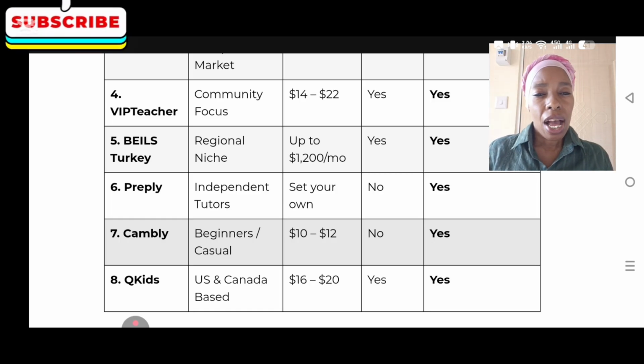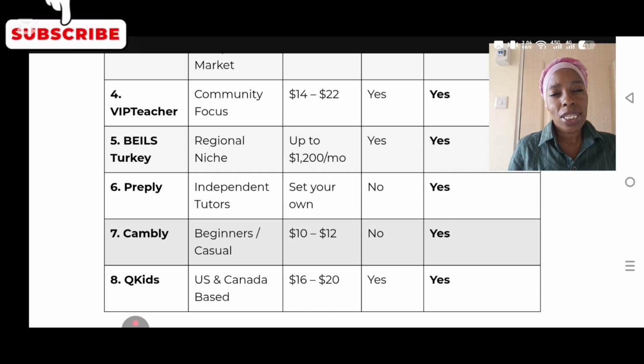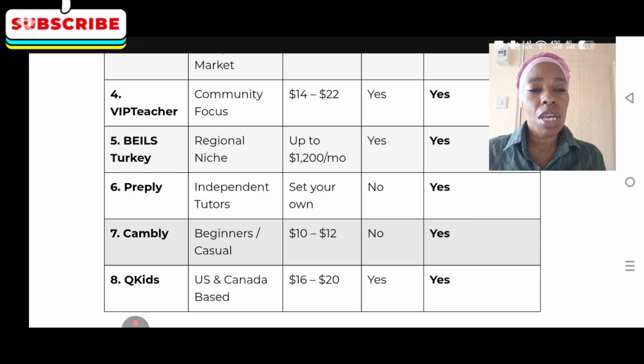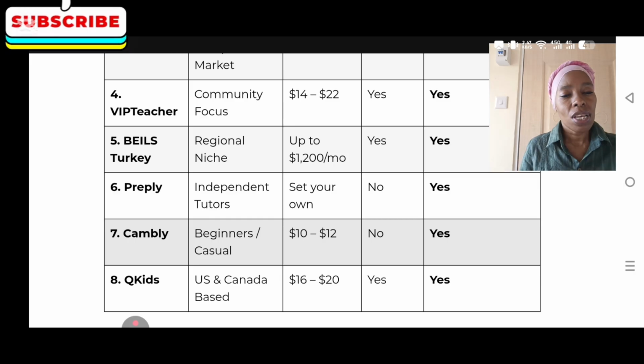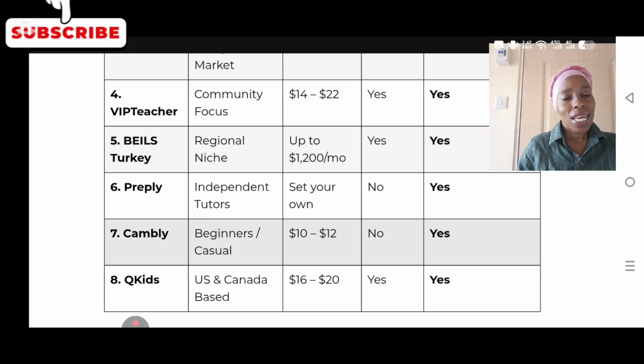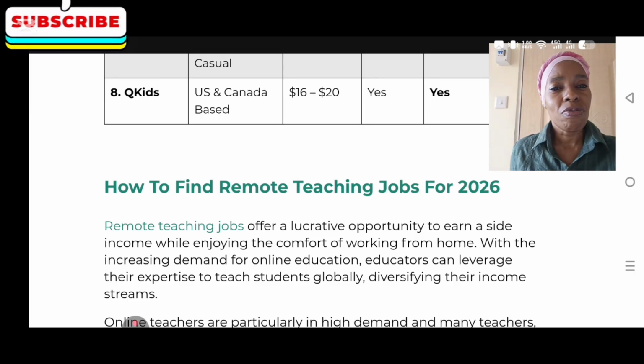All right. Then we have Q Kids. Yes, US and Canada based, and they're going to pay you around $16 to $20 per class. And yes, they expect you to have a degree, and yes, they expect you to have a TEFL certificate.